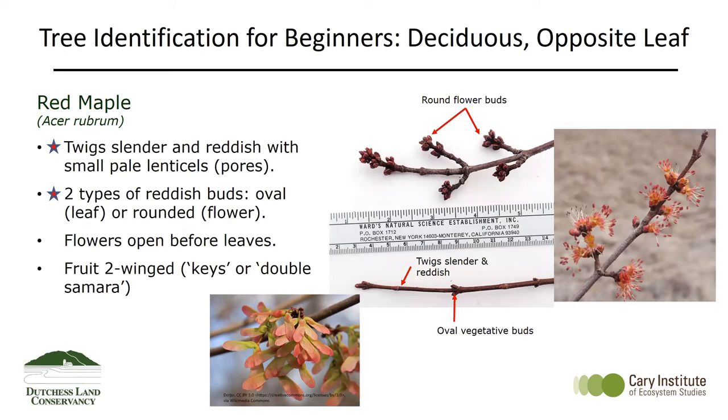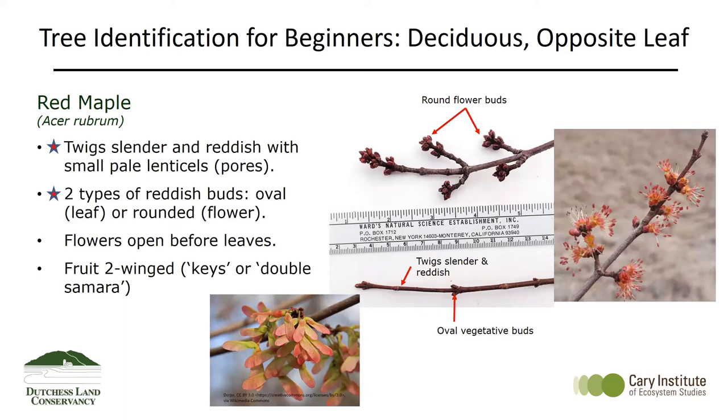The twigs are much more reddish than the other maples, and it has two different kinds of buds. It has round flower buds, and then it has oval vegetative buds. Sometimes you can find them on separate twigs, and in other cases, you may find one twig is predominantly one or the other. The flowers open first, which is another good indicator. It's a red maple, and they're quite beautiful, and it's one of the first indicators that spring is on the way. And of course, the two-winged keys or double samaras are shown in the bottom, and again, they're characteristic of different maples.